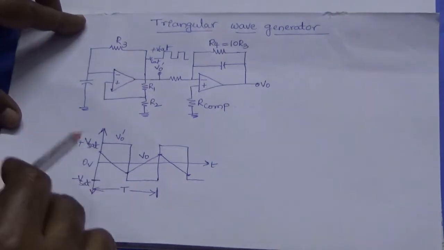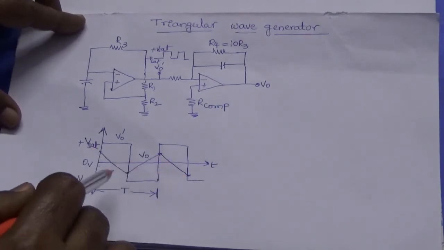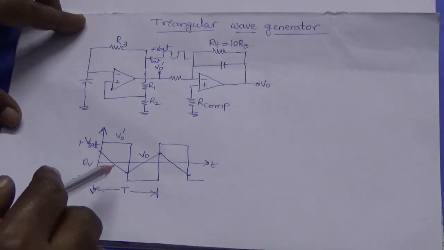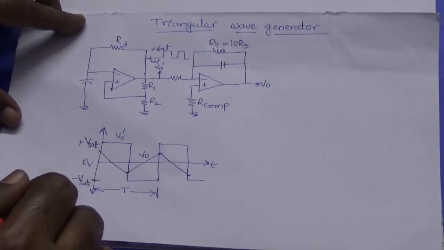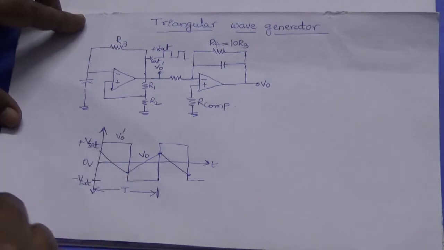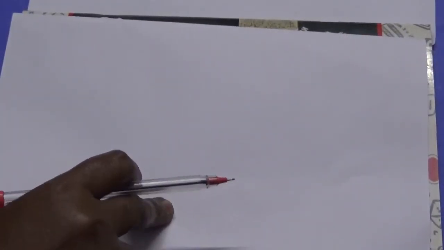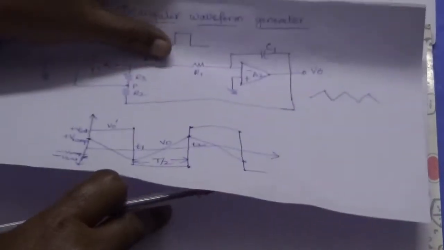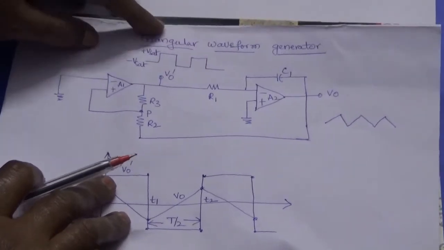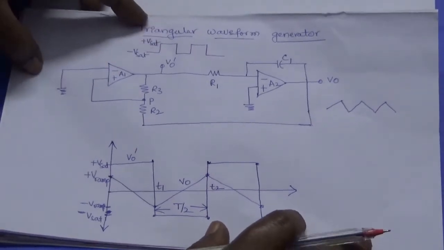And we can observe another thing here, that the square wave frequency and this triangular wave frequency will be the same. Suppose the square wave frequency is 1 kilohertz, then the produced triangular wave frequency also will be 1 kilohertz. That we can observe here. And now we are going to the modified circuit, and we can observe this circuit. This is the triangular waveform generator with a minimum number of elements or branches.